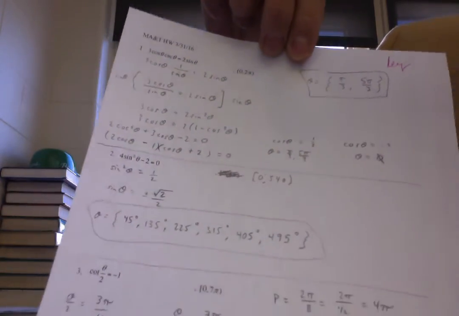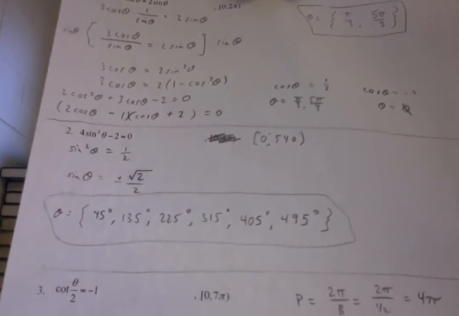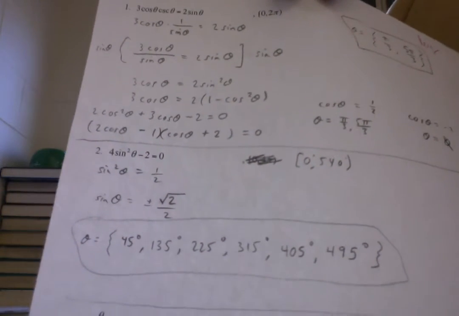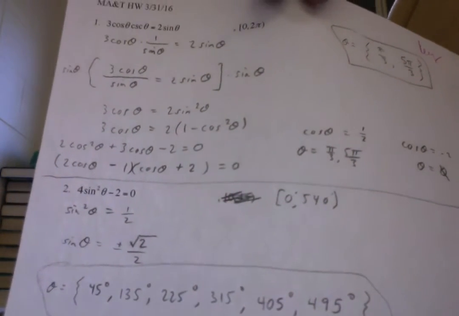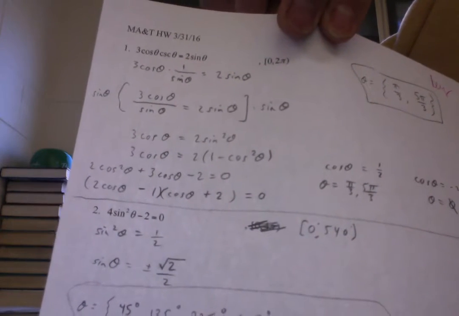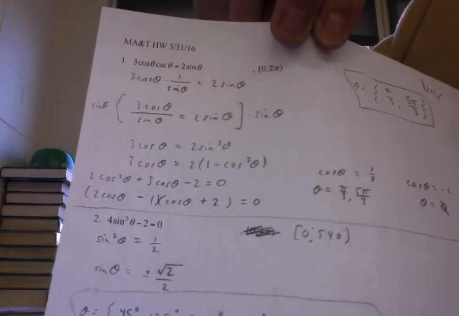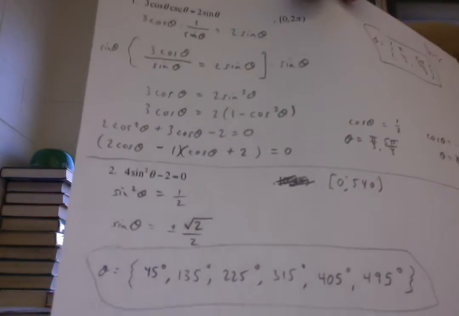All right? Second one, we have just 4 sine squared minus 2 equals 0. There's only one trig term there, so just get it by itself. Solving for sine theta, I would add 2, divide by 4, so you get 1/2. So sine squared equals 1/2. Now, you would square root both sides.